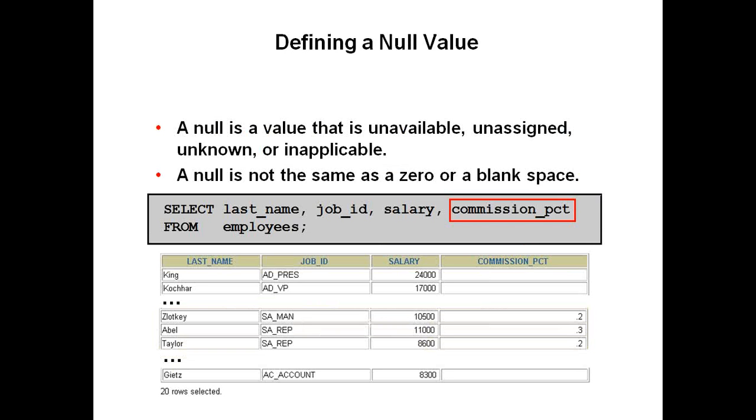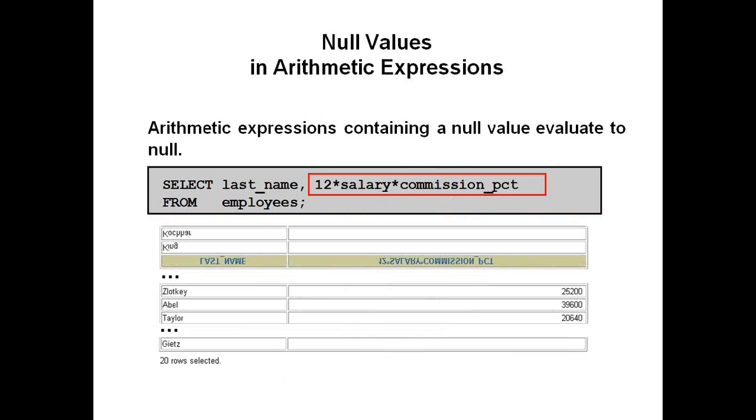And a null value, we have already discussed about a null value. A null is something like an unavailable, unassigned, unknown or inapplicable value, and a null can never be equal to 0 or a blank space. And in Oracle especially, a null value will be stored with a garbage value. So that is another point we have seen.